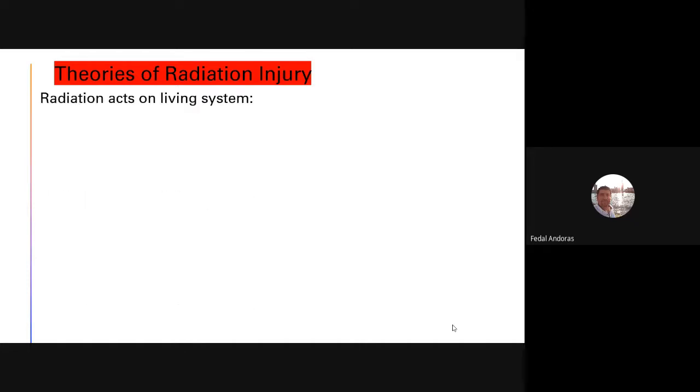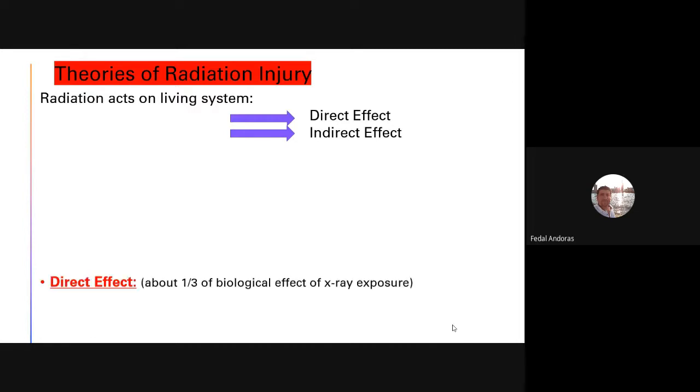We have got these two types, ionization and free radical. Now the theories: it's either direct effect or indirect. Why am I talking about ionization and free radical? Because it prepares you to understand this part of the lecture. So radiation acts on living systems either directly or indirectly.